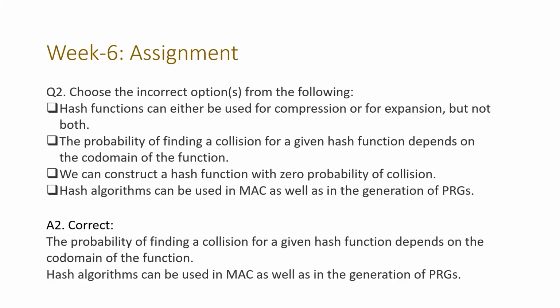Now, let's say the codomain, or range, of your hash function has size some capital N, right? Then if you query for n plus one distinct inputs from the input space of the hash function, you will certainly get two distinct inputs among those n plus one queries which map to the same output, because the hash function output space has size n.